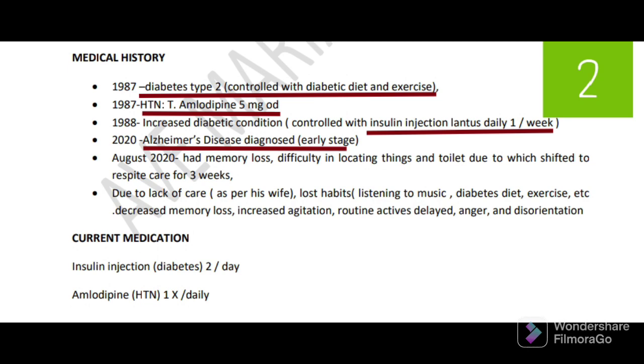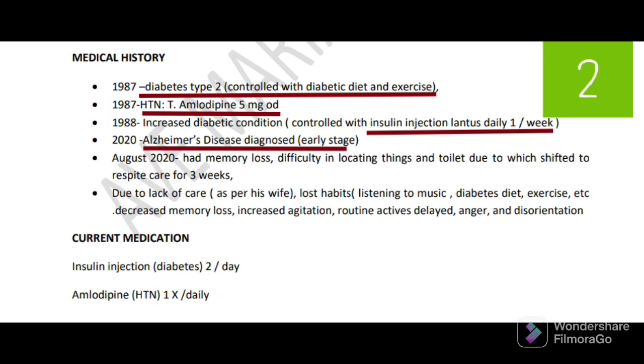So for that the patient already went for respite care. As you know, respite care means it is temporary care, maybe for 3 weeks, 2 weeks, 1 month, like that. Due to lack of care, as per his wife, this is the conversation from his wife, he lost habits like listening to music, diabetes diet, exercises, etc.